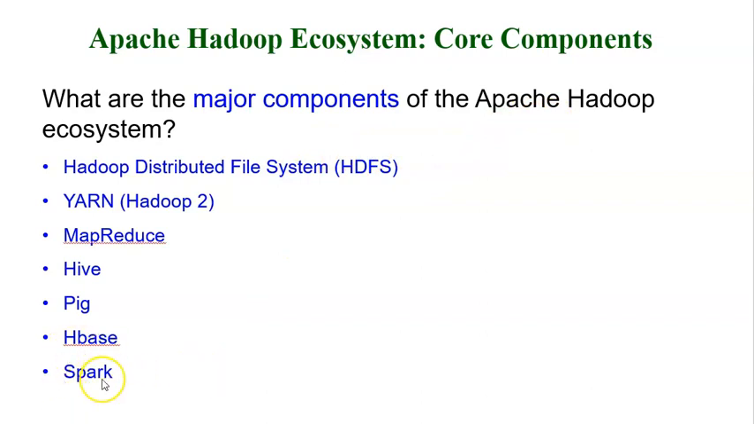Now, we talk about Spark. Spark is a separate system. It's not included in the Hadoop framework. However, because Spark can work closely with the Hadoop ecosystem, whenever we mention the Hadoop ecosystem, we often include Spark in the picture. And we say again, for this class, we will focus on HDFS, MapReduce, Hive, and Spark.